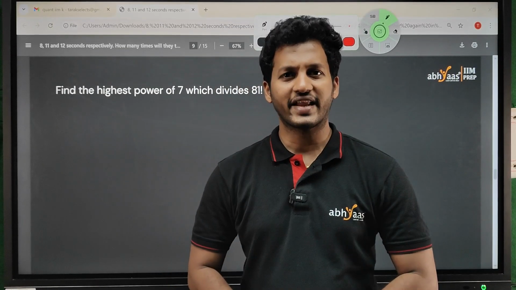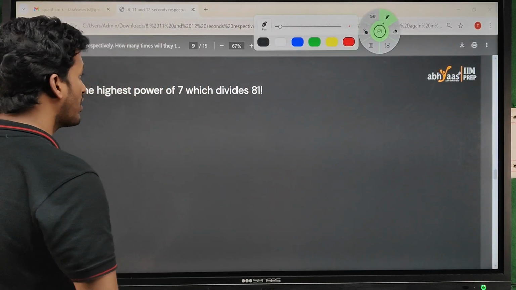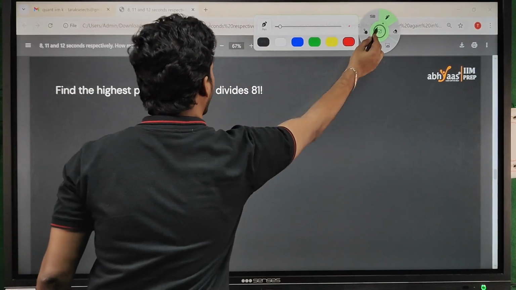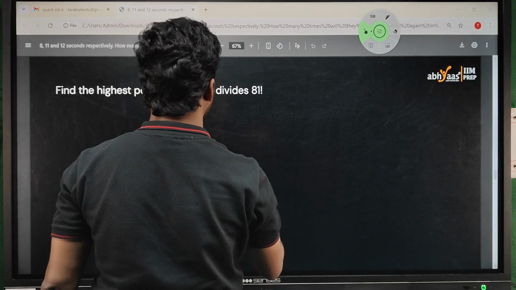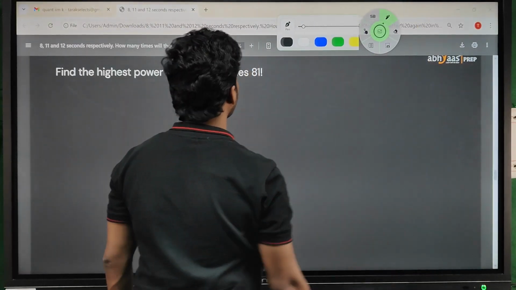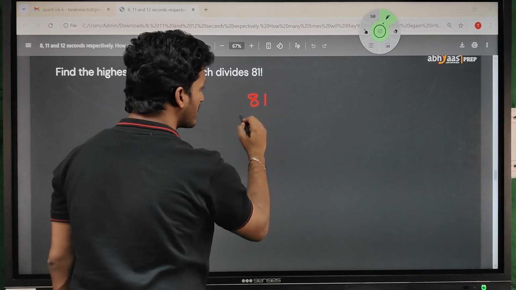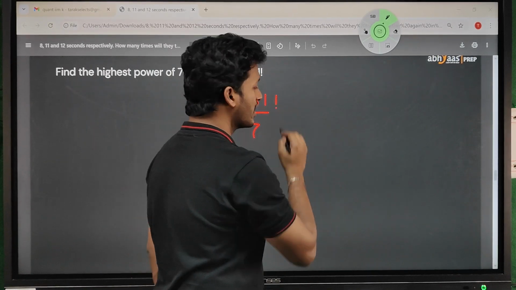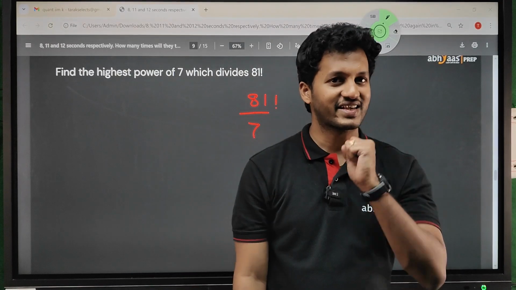So guys, let's go to the next model. That is the highest power of 7 which divides 81 factorial. So how to find this? Generally we say that 81 cannot be divided by 7, but 81 factorial, can it be divided by 7 or not? Yes, exactly. Why?